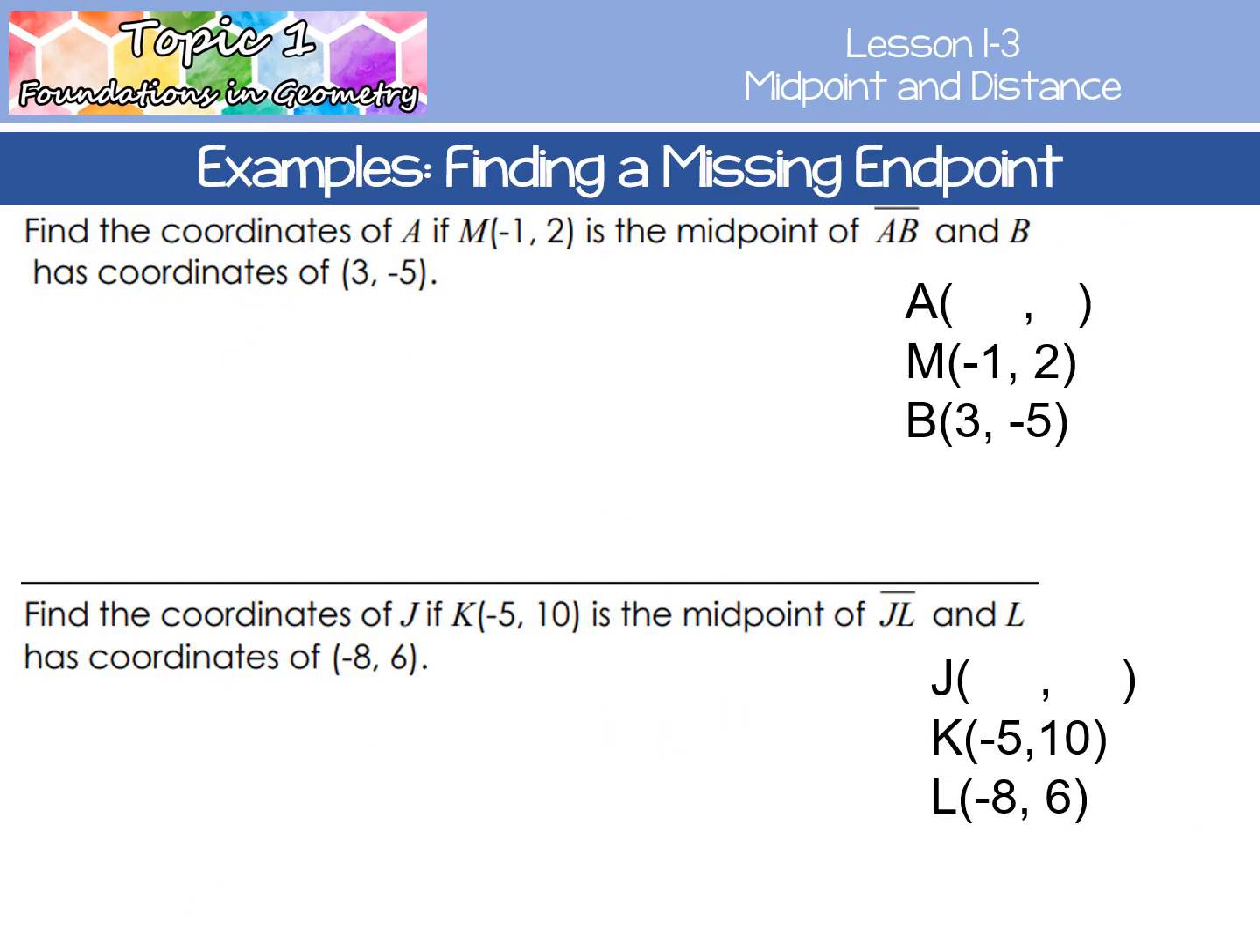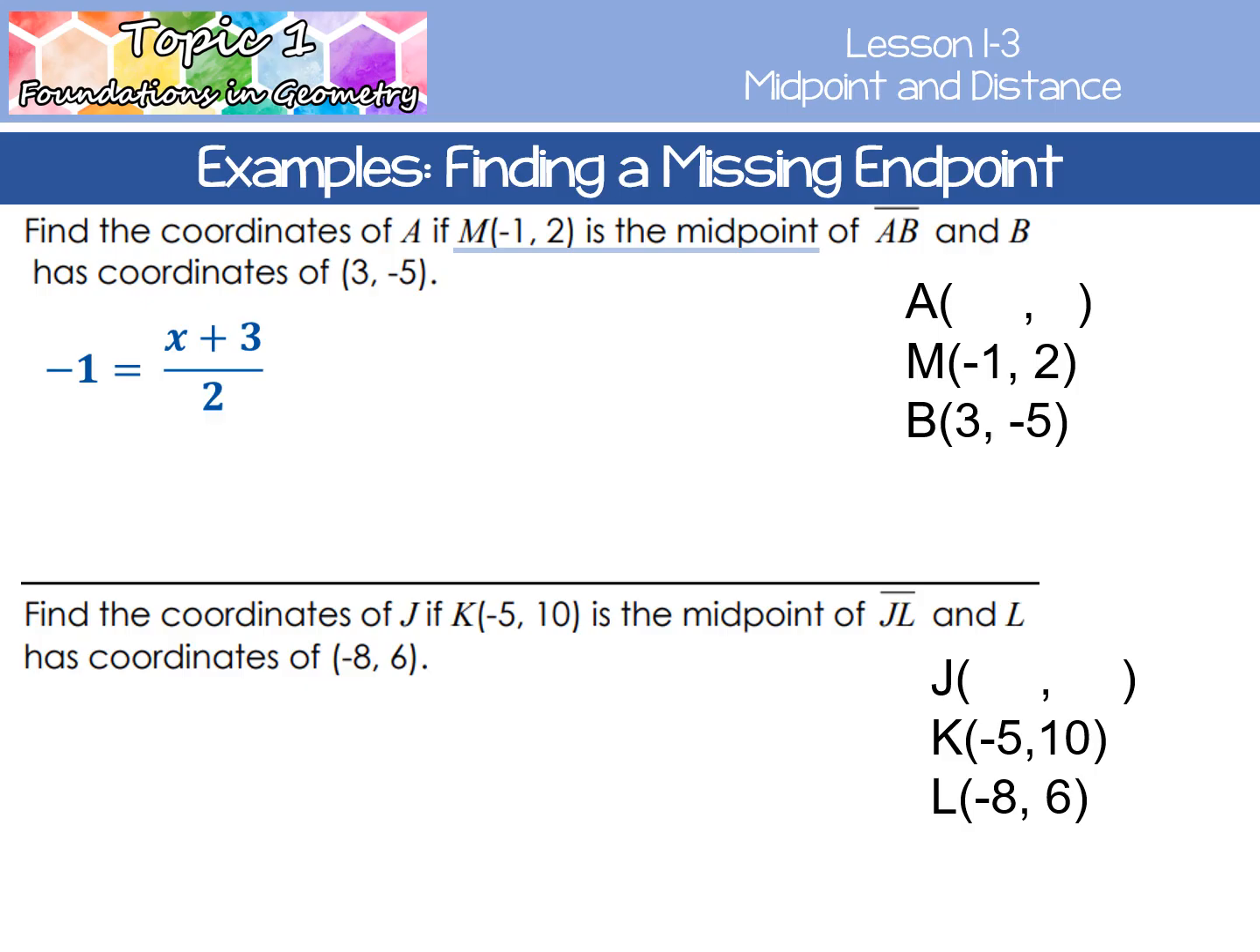Different type of problem. We're going to find the coordinates of A. M is the midpoint. Okay, so it's different. We're not finding the midpoint. We're given the midpoint. We have one endpoint, B, at the point 3, negative 5, and we have to find the other one. We can calculate.